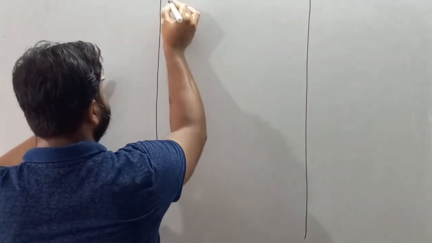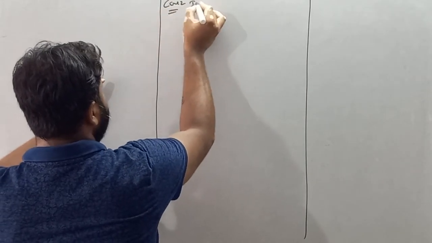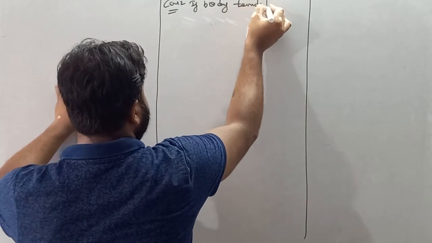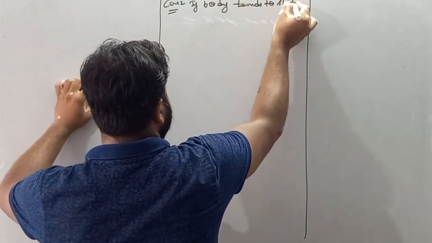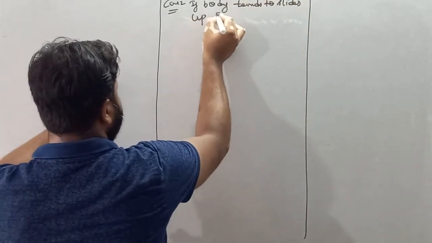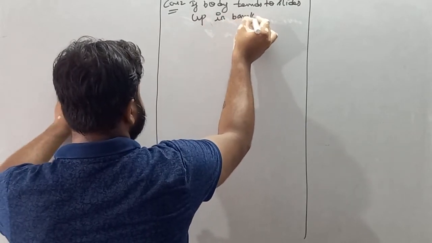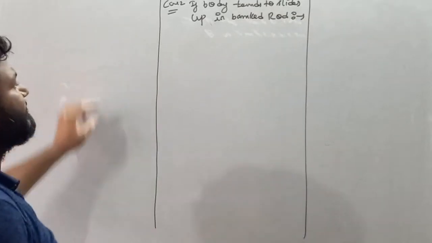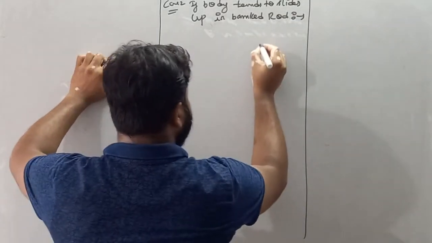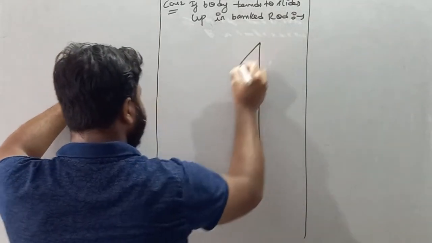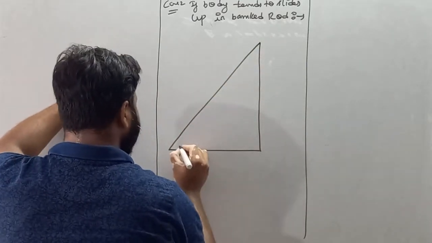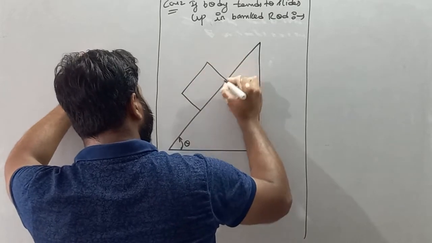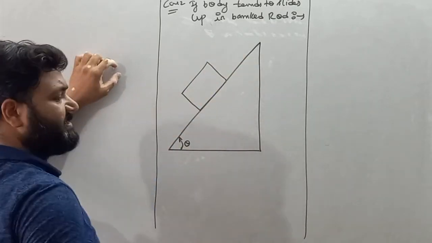Write down, case 2, if the body tends to slide up in a banked road. If the body tends to slide up in a banked road. So see, my dear student, this is an inclined plane. As we know, a banked road means making an inclined plane. So this is a banked road.